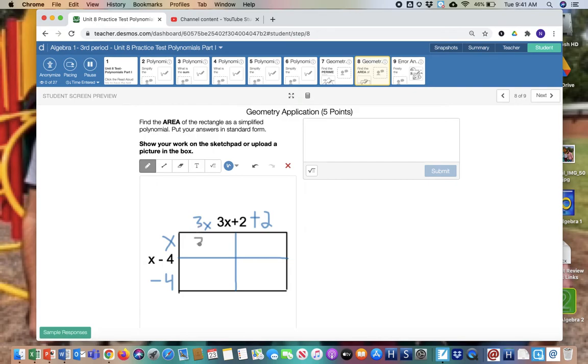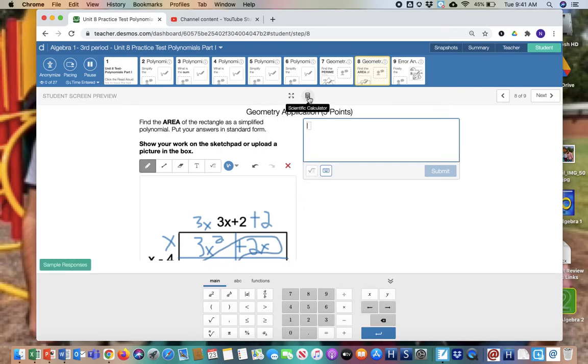3x times x is 3x squared. 3x times negative 4 is negative 12x. 2 times x is x, and if you want to put the plus to remind yourself, you can do that. Negative 4 times 2 is negative 8. And now I need to combine the like terms, which is right here. So negative 12x and 2x is negative 10x. And you can always use your calculator here to check if you're ever unsure about stuff like that.